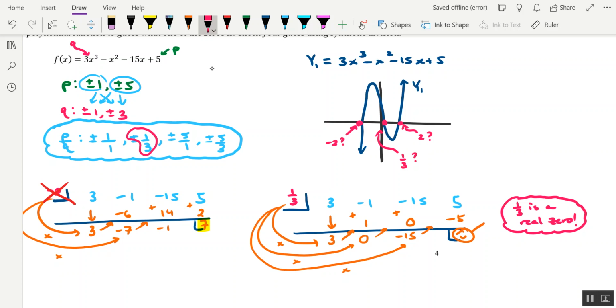Okay, so long story short, make your list, graph your function, and then cross-reference the intercepts that you're eyeballing with your list for P over Q to make an educated guess.